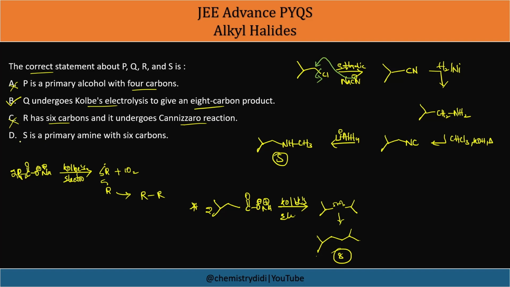And the last option they have given, S is a primary amine with 6 carbons. See here, this is not a primary amine, this is a secondary amine. So this option is also wrong. So we have got option B as the correct answer.